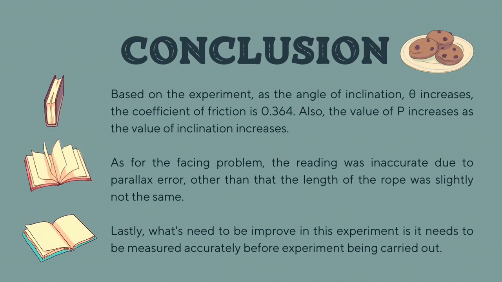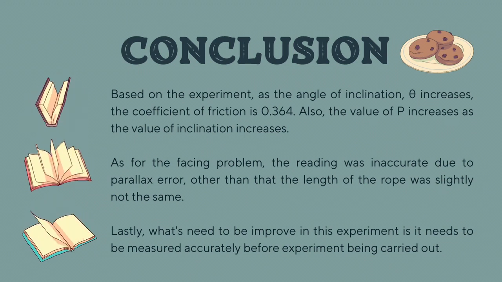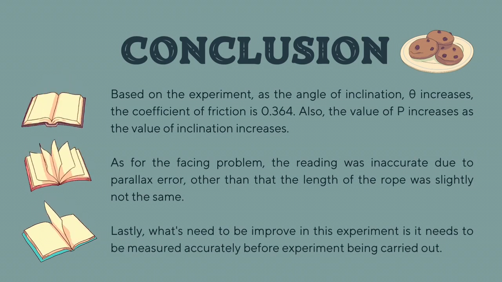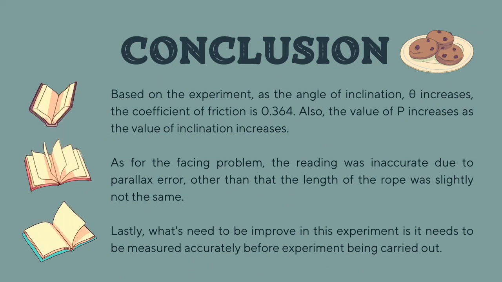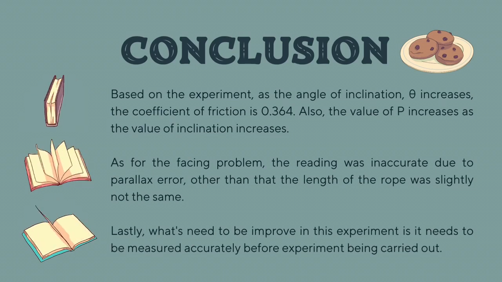For the conclusion, based on the experiment, as the angle of inclination increases, the coefficient of friction is 0.364, and the value of P also increases as the angle of inclination increases. As for the problems, during the experiment the reading was inaccurate due to parallax error. Other than that, the length of the rope was likely not the same. Lastly, what needs to be improved in this experiment is that it needs to be measured accurately before the experiment is carried out.